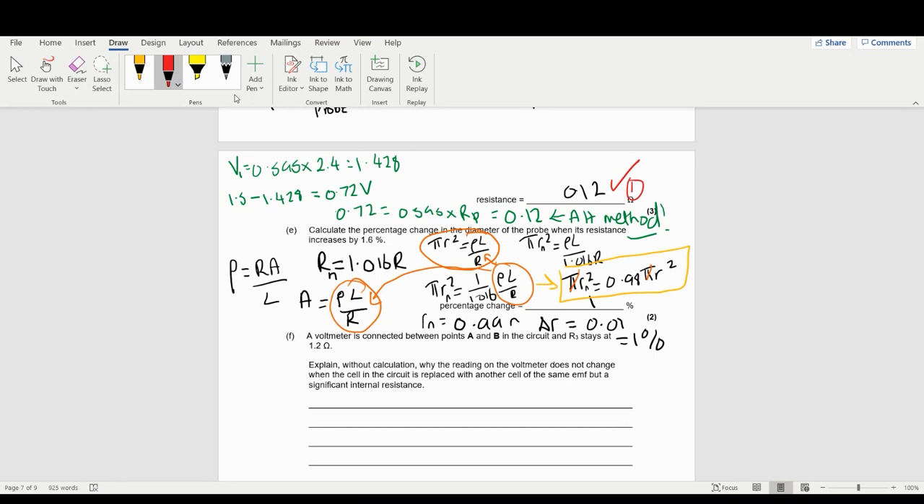The method, just to go through: I end up with Rn squared equals 0.98 R squared. Square root the lot, I end up with Rn. The new radius is 0.99. So the change in my radius, and this is the important thing, that's what they're looking for, the percentage change, is going to be a change of about 1%, which is the mark here. So there's a method mark and the mark for the percent here.